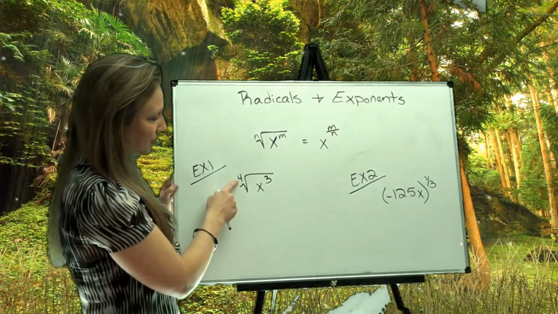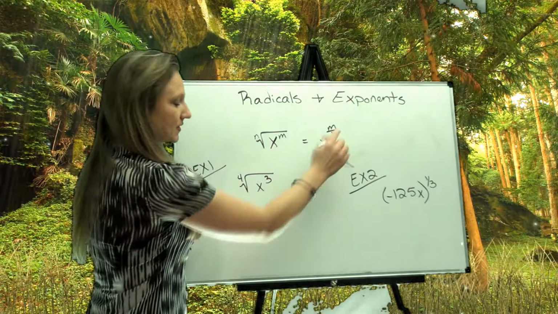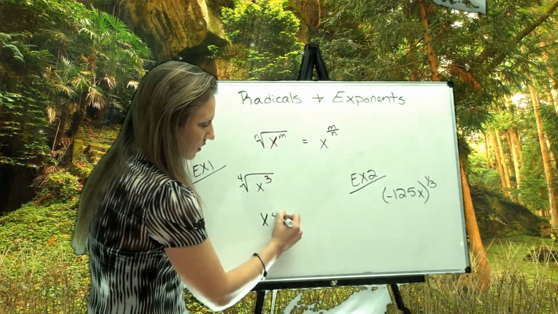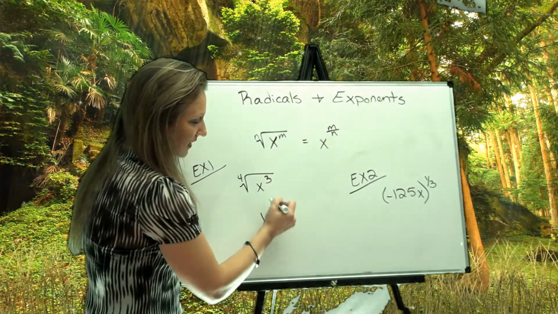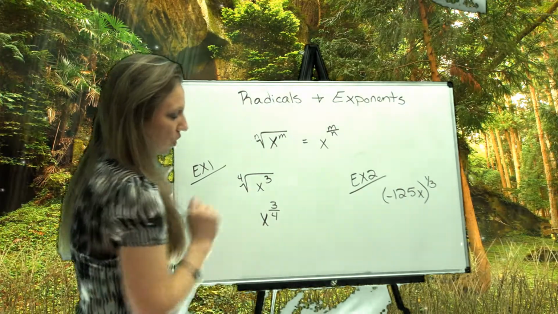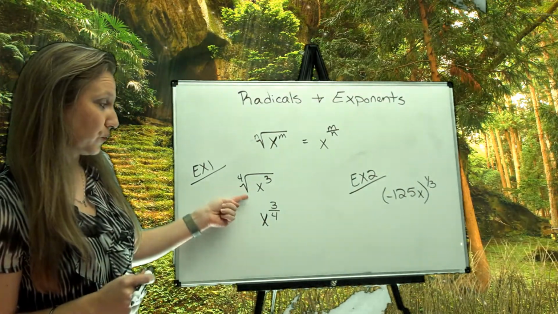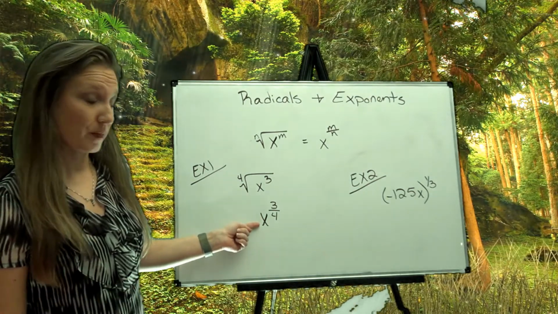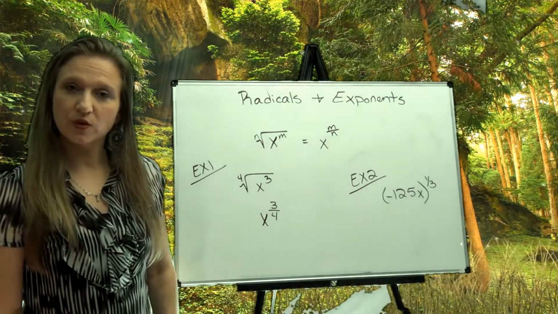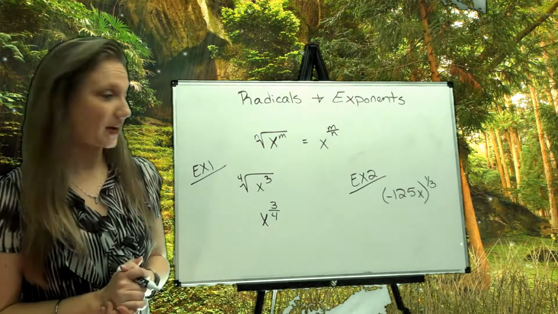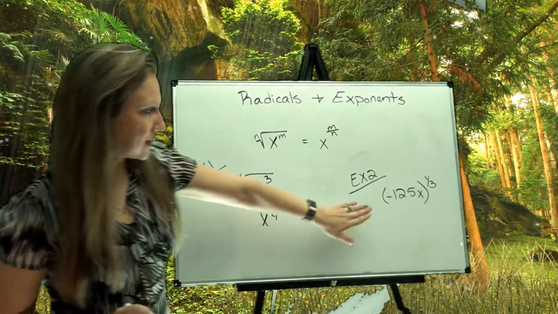So notice this is the fourth root, which means it's going to go in the denominator, and the exponent is going to go in the numerator. So that's how you would convert from radical form to exponential form. Notice I can't reduce 3 over 4, so I just stop there. All right, let's look at this example over here.